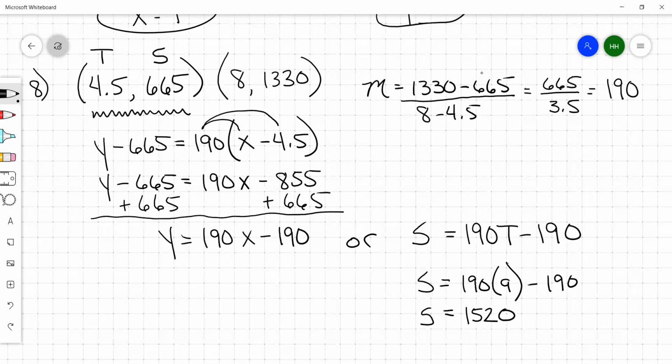That's a lot of pounds of strawberries. It's also a lot of time. 8 hours. That's a long time.